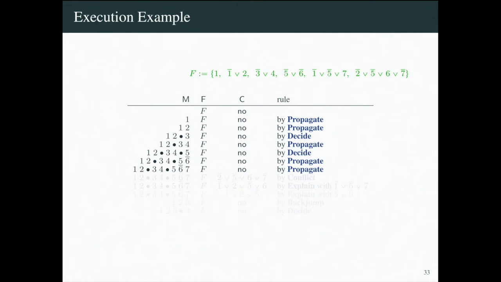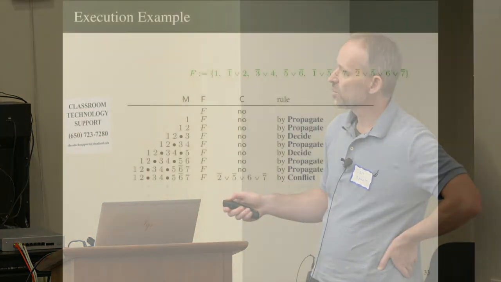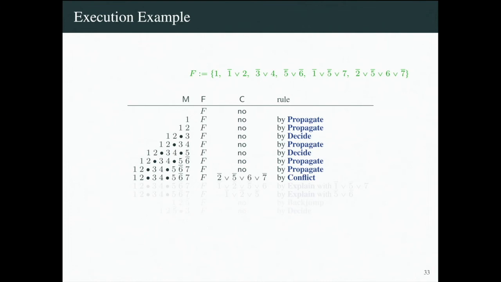We can propagate 7. And notice that we're propagating 7 because of this one. But now look, if you notice, this clause is not satisfied, right? Everything has the wrong value for that clause. So we have a conflict. So we're going to put that clause in our conflict bucket here. And then we're going to say, why did we get this conflict? Well, it's because of 7. 7 was propagated by this 157 clause.